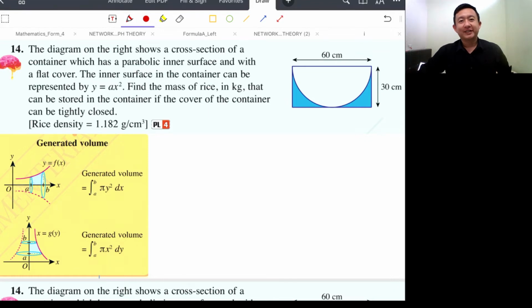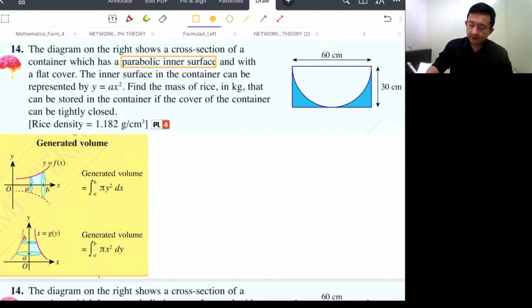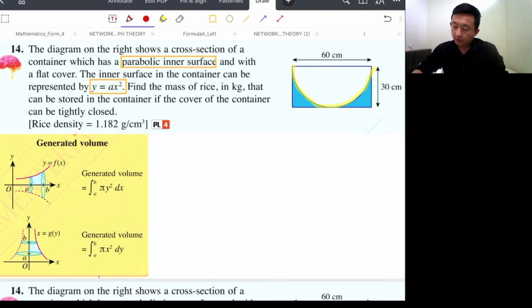Let's have a look at the description of the problem. The diagram on the right shows a cross-section of a container which has a parabolic inner surface, and a flat cover. The inner surface of the container can be represented by the equation y equals ax squared. You have an unknown a, which you need to figure out later.